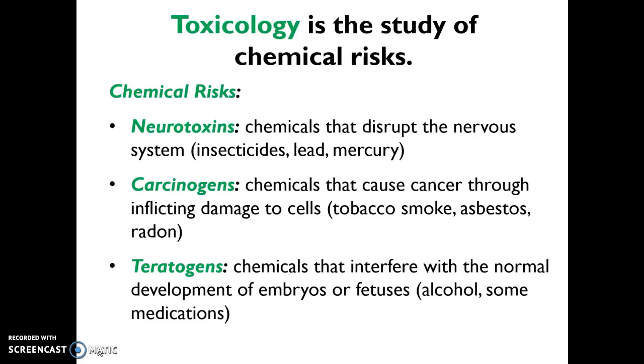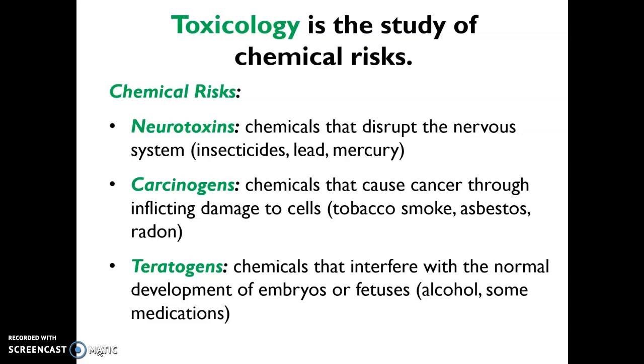So those are neurotoxins. The second chemical risk category is carcinogens, and that is a chemical or chemicals that cause cancer by inflicting damage to cells. The damage might be a scarring of tissue, or it might be damage to the DNA controlling the reproduction of certain cells. And the most commonly known and problematic carcinogens include tobacco smoke, asbestos, and radon.